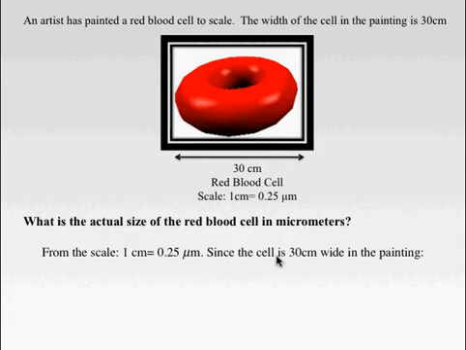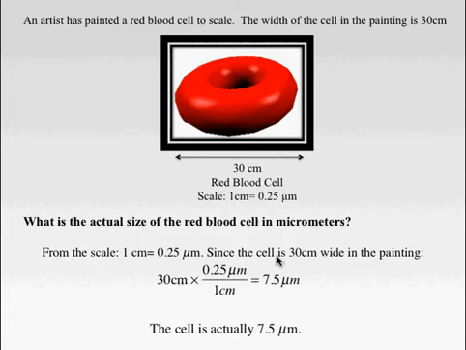Since the cell is 30 centimeters wide in the painting, we know that 30 centimeters multiplied by 1 centimeter, there's 0.25 micrometers in the painting. That means our painting represents a red blood cell that is 7.5 micrometers long. So in this, we've used the scale, centimeters canceled with the centimeters, and we use this scale ratio right here. 1 centimeter is 0.25 micrometers, and that was given right here. So the actual cell is 7.5 micrometers.